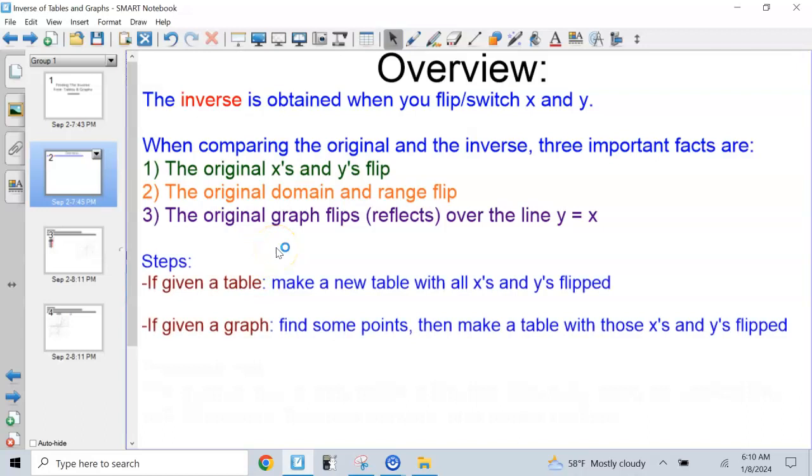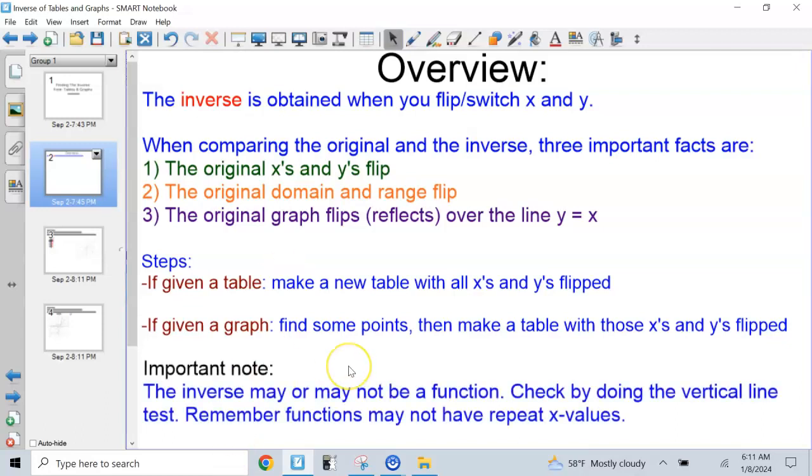Here are the steps. If you have a table, make a new table with all x and y's flipped. If you have a graph, find some points, then make a new table with those x and y's flipped. An important note, the inverse may or may not be a function. Check by doing the vertical line test. Remember, functions may not have repeat x values.